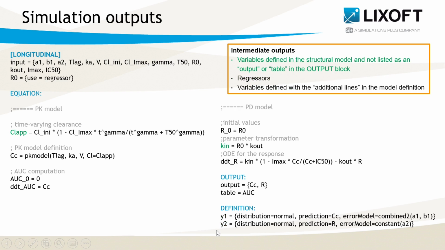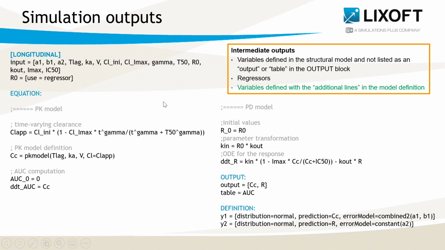The intermediate outputs are all the other variables of the model that can be defined as simulation outputs. They include intermediate variables defined in the structural model and not listed in the output section, such as in this case, the transformed parameter CLAP, which is the apparent clearance based on time and other parameters, or the transformed parameter Kin. If AUC was not listed as table, it would also be such an intermediate output. In addition, regressors, such as R0 here, can also be defined as simulation outputs.